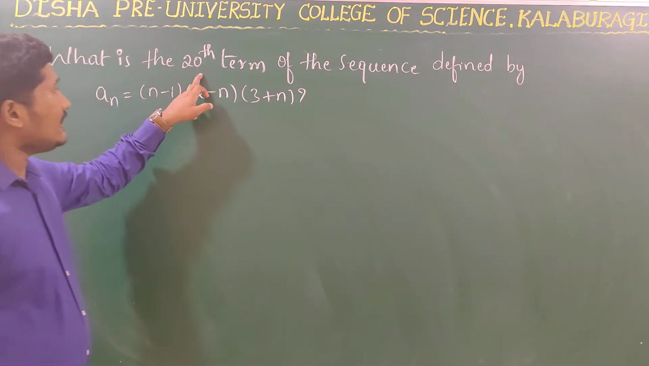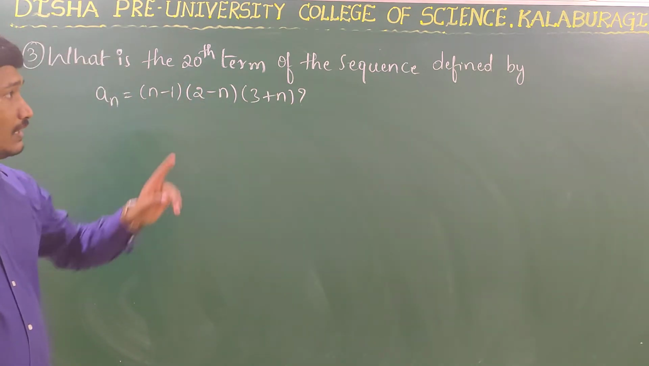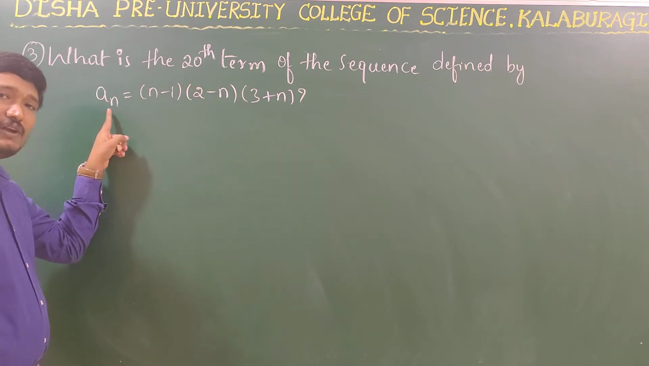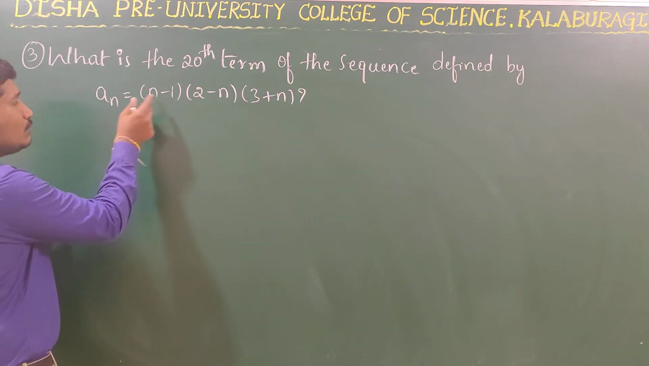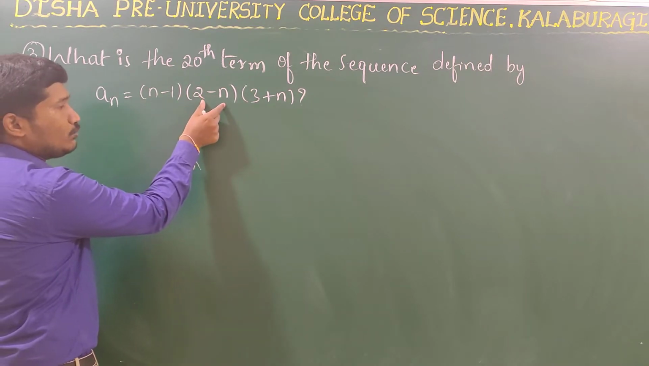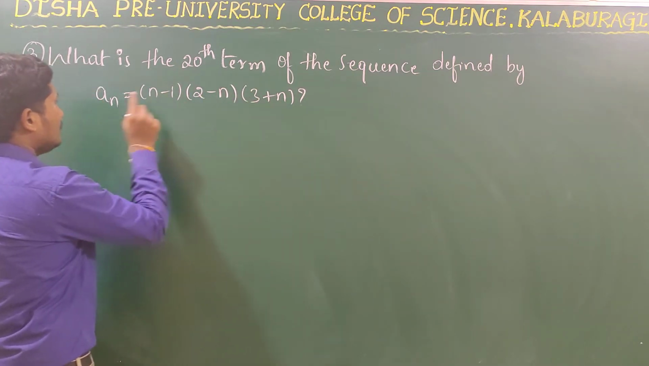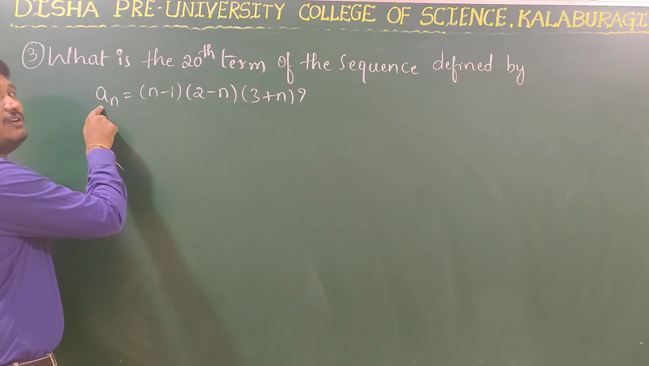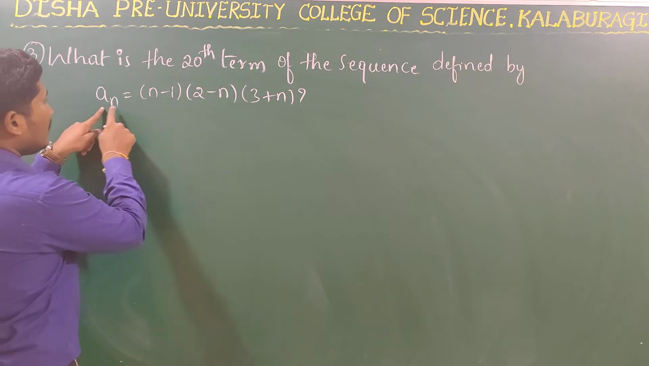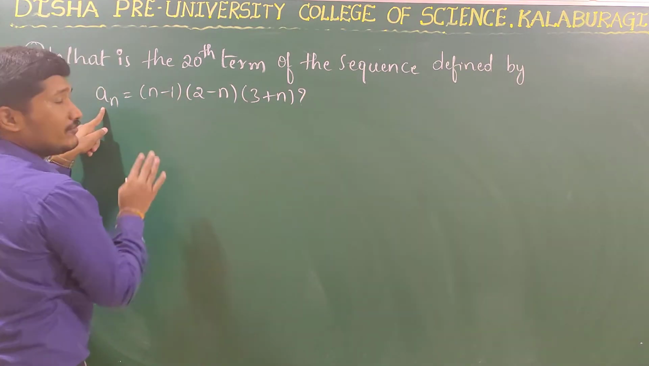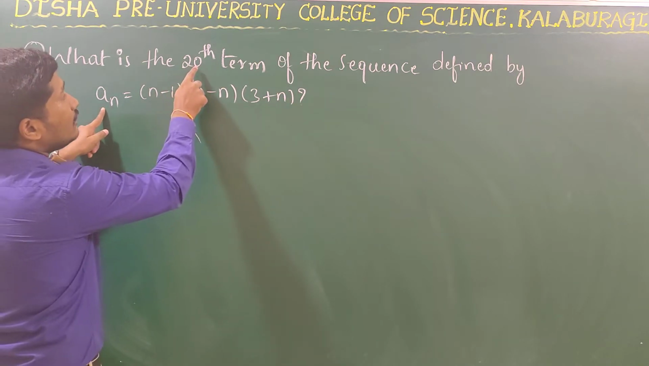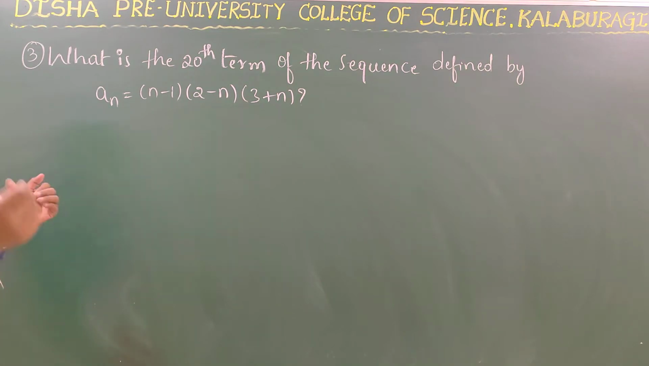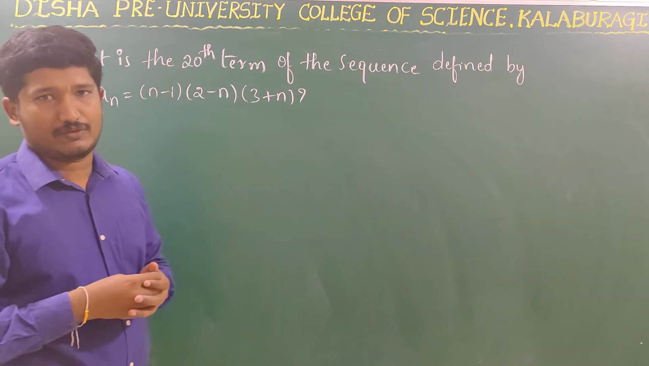what is the 20th term of the sequence defined by an is equal to (n minus 1)(2 minus n)(3 plus n)? I have already told you that an is nothing but the nth term or the general term of the sequence, right? So we are given the general term of the sequence. We have to find the 20th term of the given sequence. So how to find the 20th term of the given sequence?